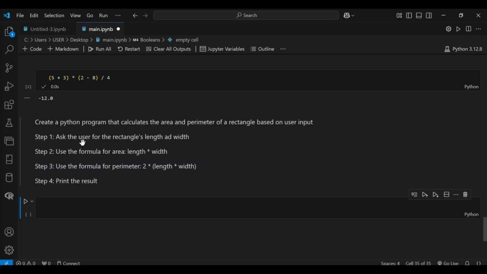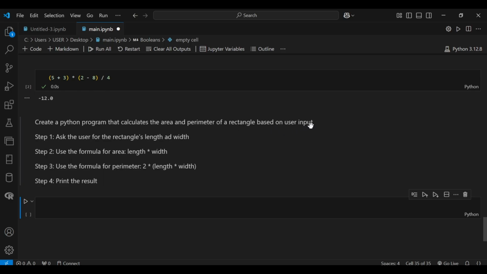Now it's time to apply what you've learned. Let's create a Python program that calculates the area and perimeter of a rectangle based on users' inputs. I created a markdown for the question which says create a Python program that calculates the area and perimeter of a rectangle based on the user input. And whenever you are given a question or a task to do in Python, you can first list out your steps. So the question says we should create a Python program that calculates the area and perimeter of a rectangle. We are calculating two things based on user input.